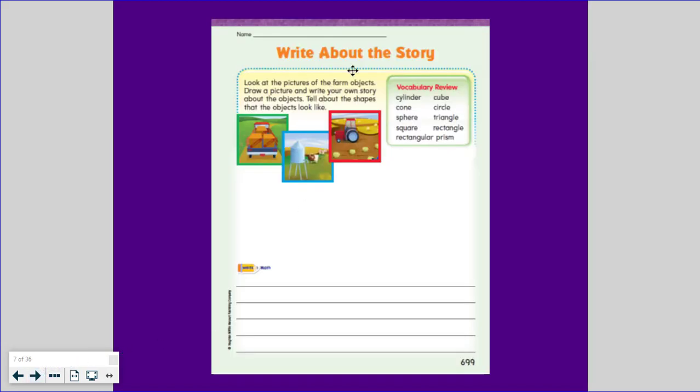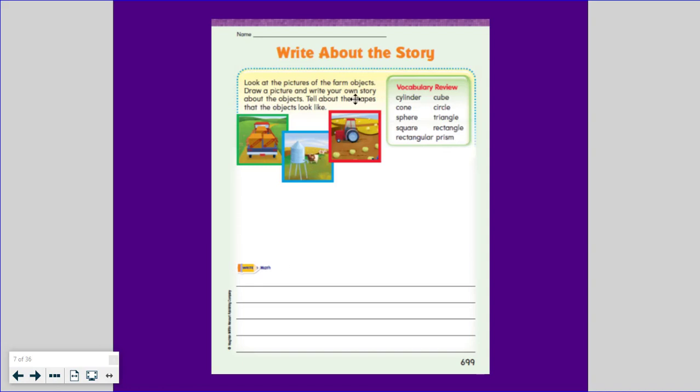All right, it says, write about the story. Look at the pictures of the farm objects. Draw a picture and write your own story about the objects. Tell about the shapes that the objects look like. Okay, so vocab review. We've got some shape names. We've got cylinder, cone, sphere, square, rectangular prism, cube, circle, triangle, rectangle, and prism. I did say rectangular prism. Okay, that's one word. Or two words, but one thing.